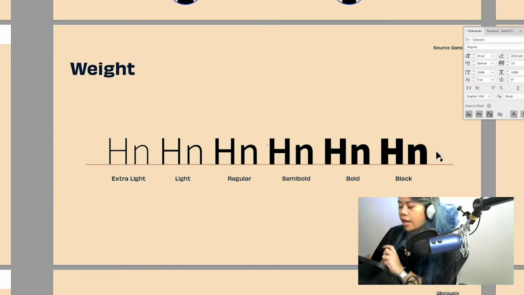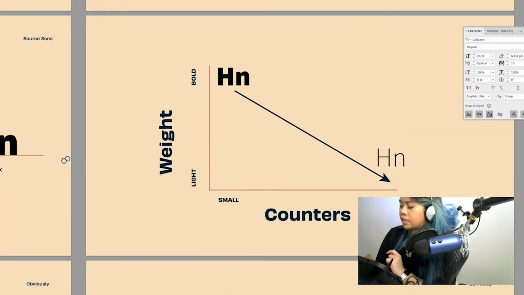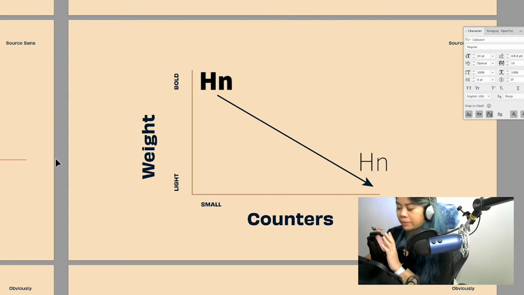or black even. And the way that you can really understand this is by looking at the counter space, which is the white space or the negative space in between the letters. You're primarily looking at the counter space, and a more bold typeface will have a smaller counter space. Again, a bolder typeface will have a smaller counter space. And the opposite of that is true. With a lighter typeface, you have bigger counters.